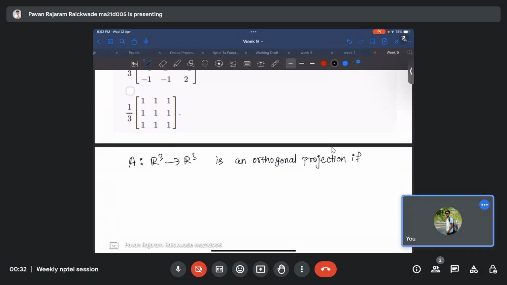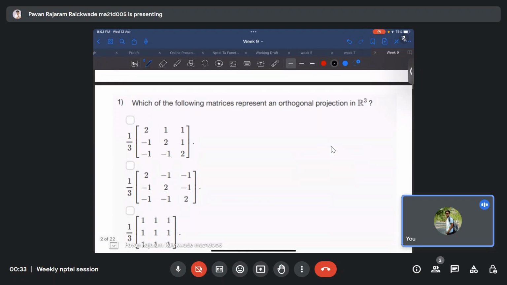A 3 cross 3 matrix is an orthogonal projection if A squared is A and the adjoint of A is again A. So these are the two conditions we have to check. If these two conditions are satisfied, then that's the orthogonal projection. So let's verify with the first one.